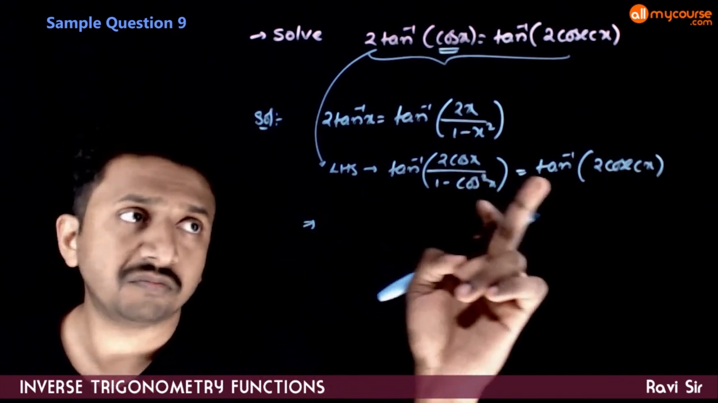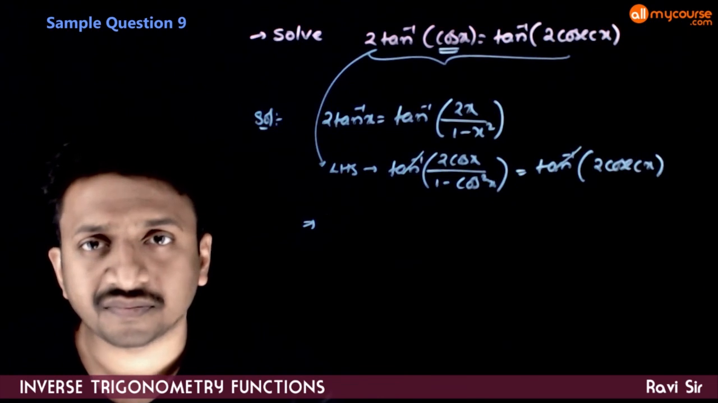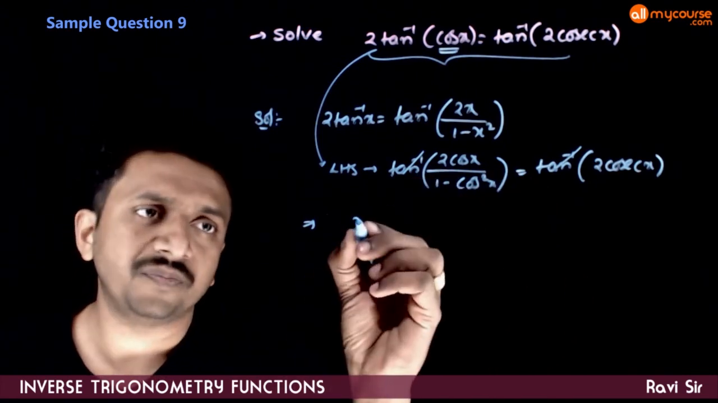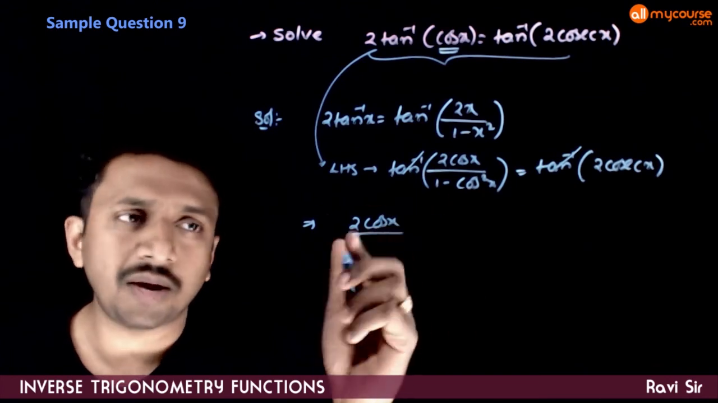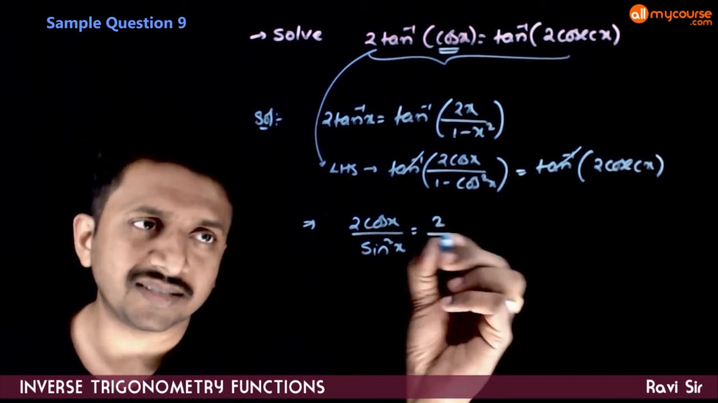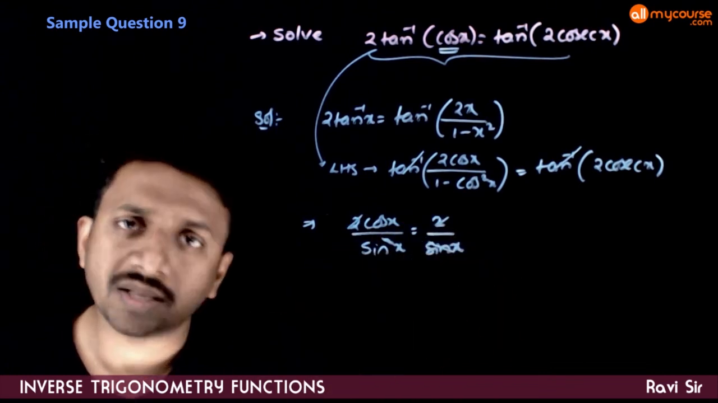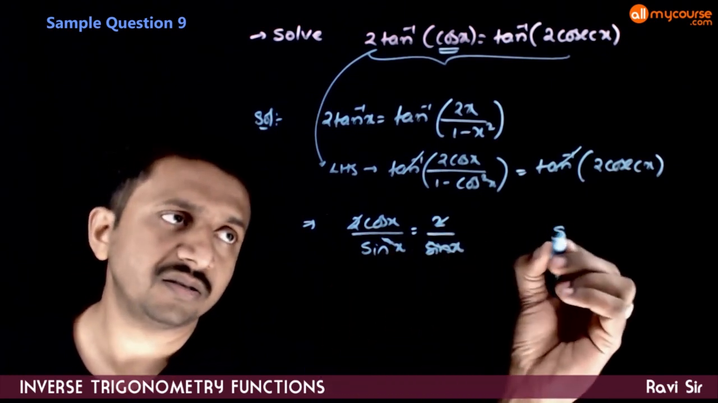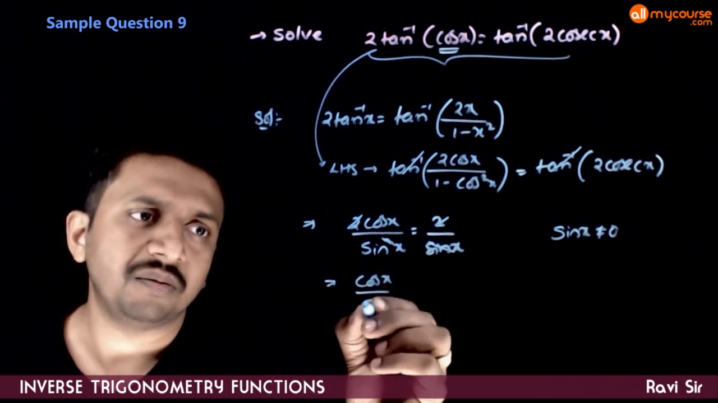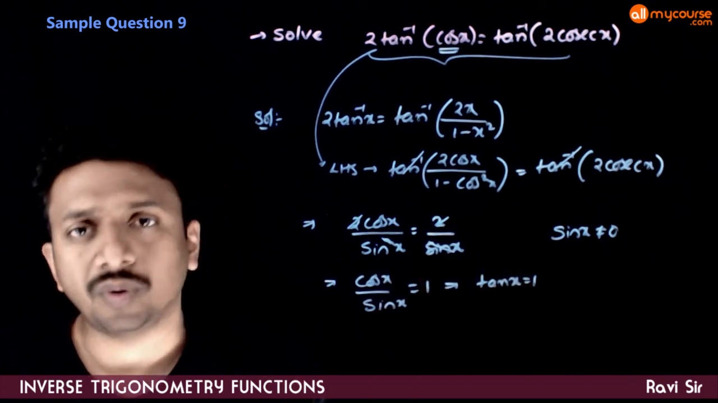If you compare these two, tan inverse of this is equal to tan inverse of this. So tan inverse and tan inverse get cancelled because tan inverse is a bijective function. If these two are equal, then the arguments have to be equal. So 2 cos x by 1 minus cos square x, which is sin square x, is equal to 2 cosecant x, which is 2 by sin x. So 2 and 2 get cancelled, one sin x gets cancelled. Sin x is in the denominator, so sin x is not equal to 0. So this implies cos x by sin x is equal to 1. This implies tan x is equal to 1.